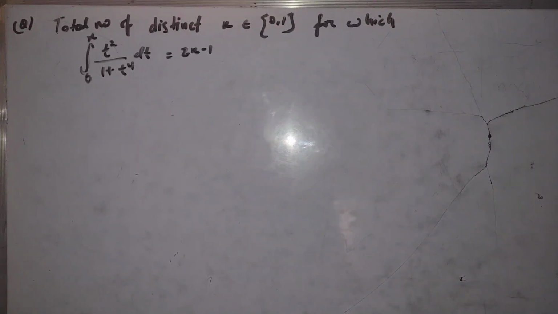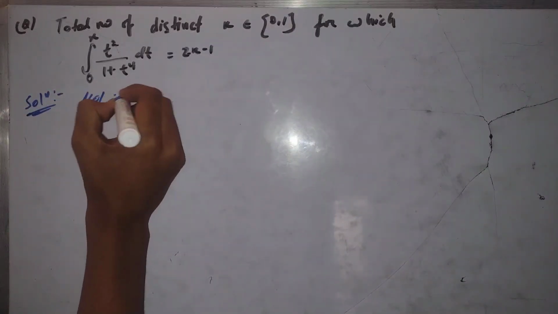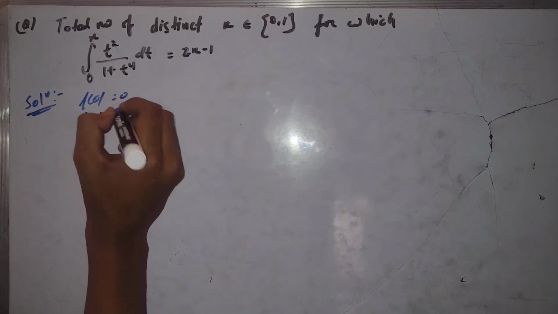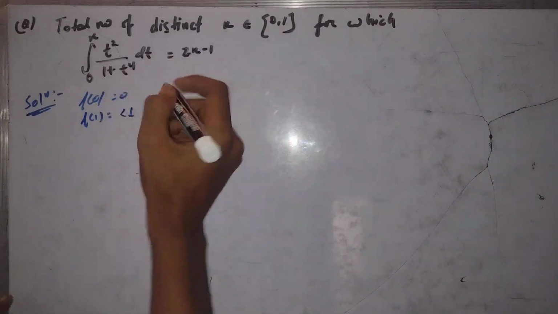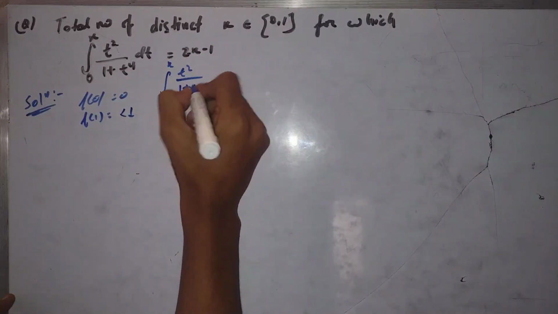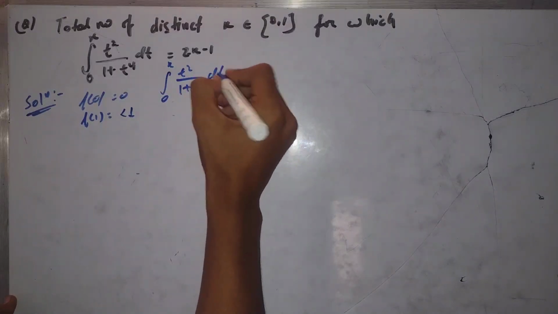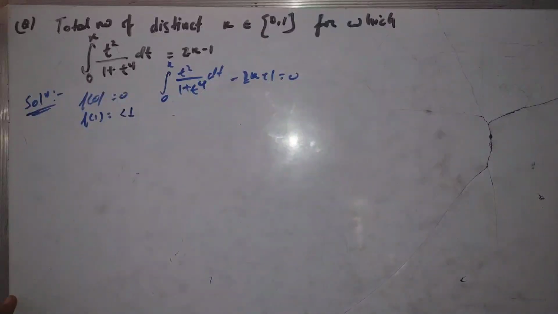This is the function that is given to us. Without knowing anything, the first thing anyone should do is find f of 0, which is 0, and find f of 1, which is something less than 1. That's very basic, because if you write this as the integral from 0 to x of t squared upon 1 plus t to the power 4 dt minus 2x plus 1 equals 0, then f of 1 is something less than 1, because this integral is less than 1.